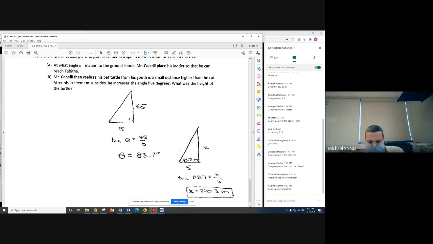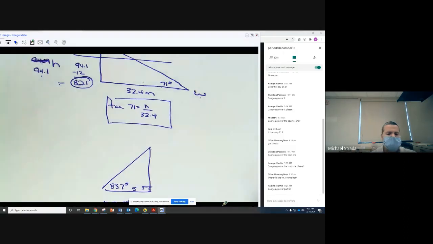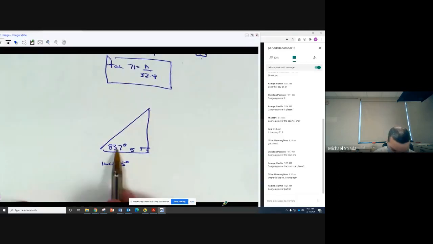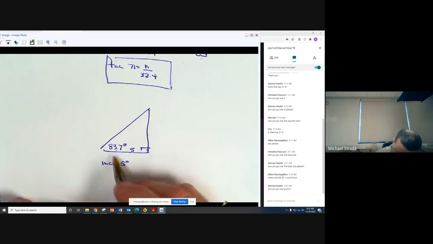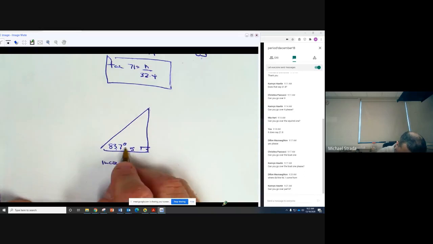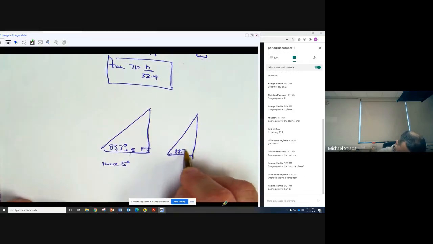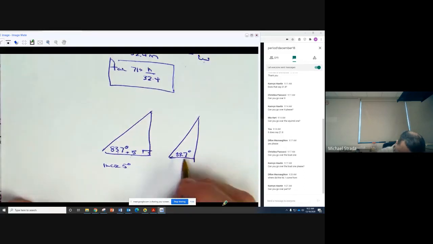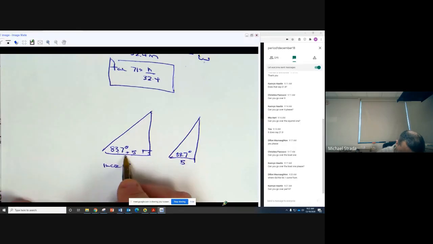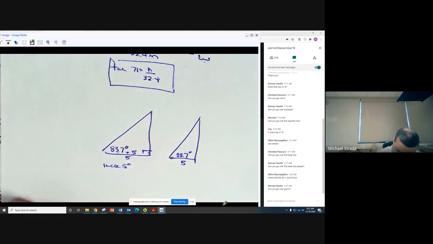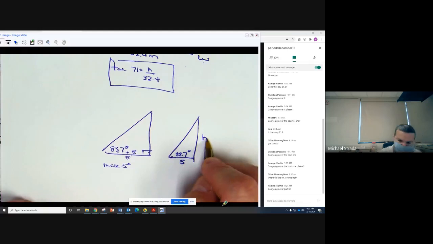Okay, so, all right, from the first part, we found the angle to be 83.7 and we're 5 meters away. So basically it then says he has to increase the angle by 5 degrees. So we take that 83.7 and we add 5, and that gives us our new triangle, which is 88.7 degrees. This is still 5. That doesn't change because it was 5 away to begin with. All right, when the problem started, it was 5 meters away. So now we're trying to find the new height.